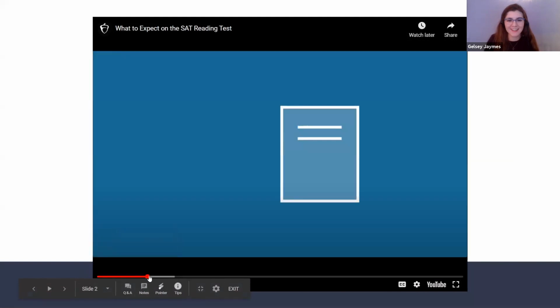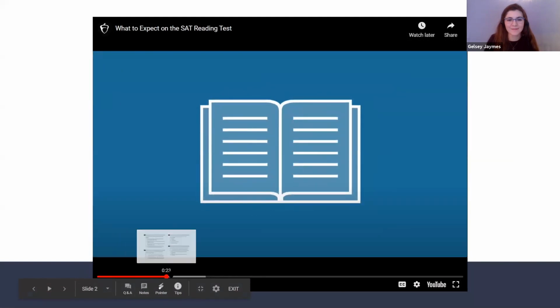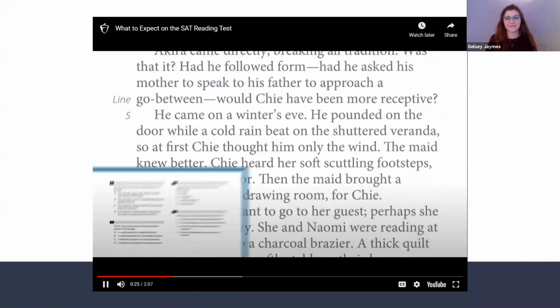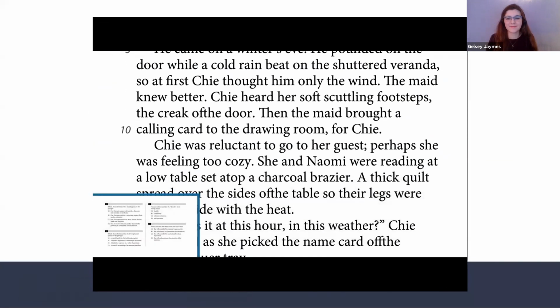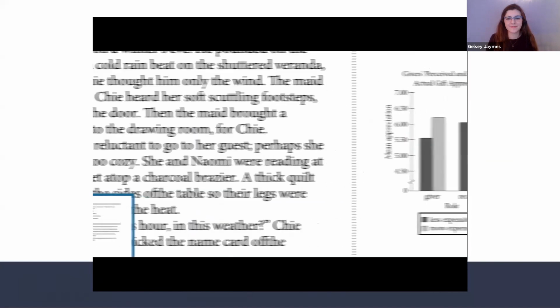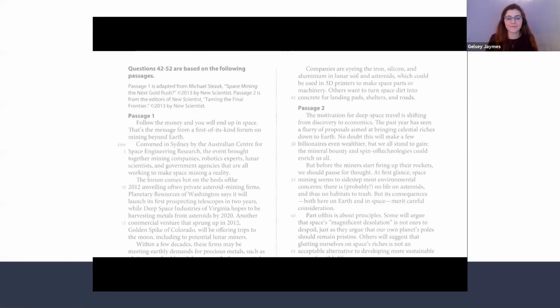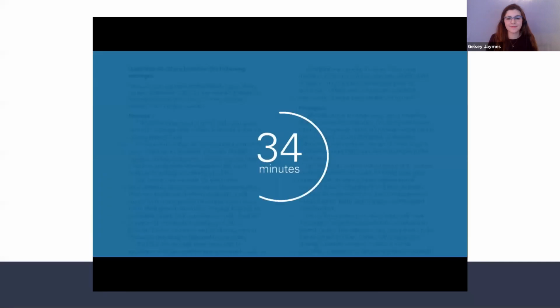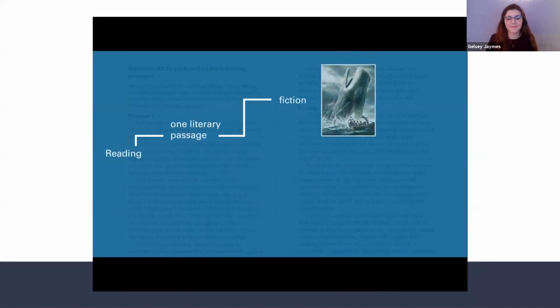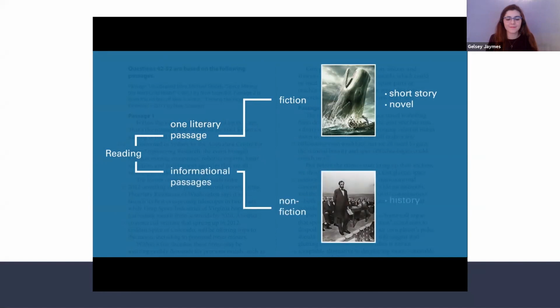So sorry about that. These will include single passages, which may have one or more informational graphics, and paired passages. You'll have 65 minutes to read the passages and answer 52 questions. There is one literary passage on the test, which is drawn from an American or international work of fiction, such as a short story or novel. The remaining passages will be informational, taken from nonfiction works in the areas of history, social studies, and science.